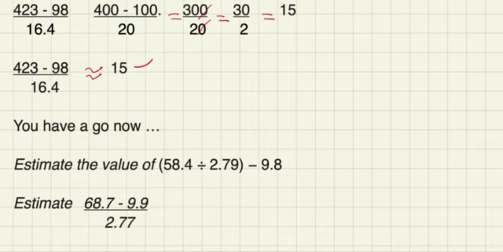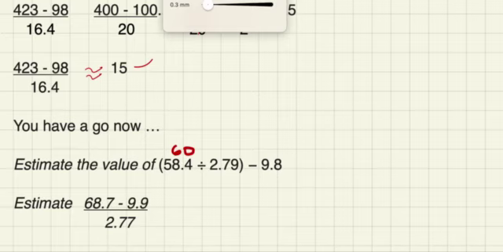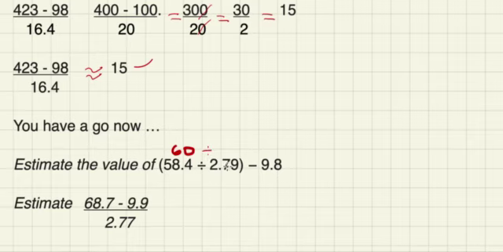So hopefully you've had a go at working these out. So let's do the first one. These are the raw values. And now, instead of using them, let's work on the rounded values. So 58.4, that's pretty close to 60. So we'll call that 60. Divided by, now 2.79, what number is that close to? Well, it's close to 3.